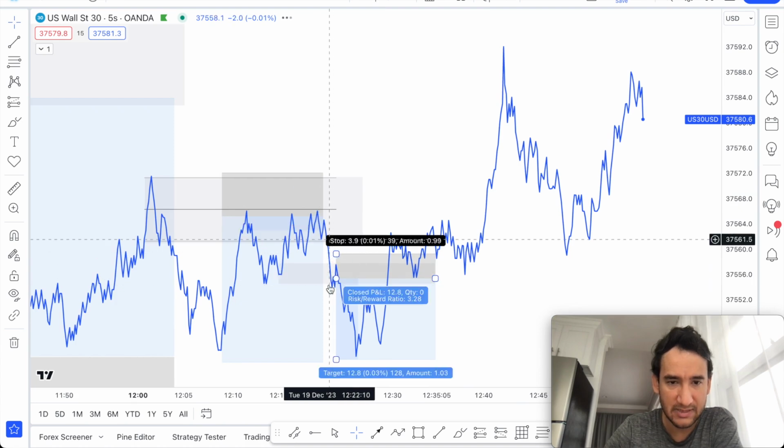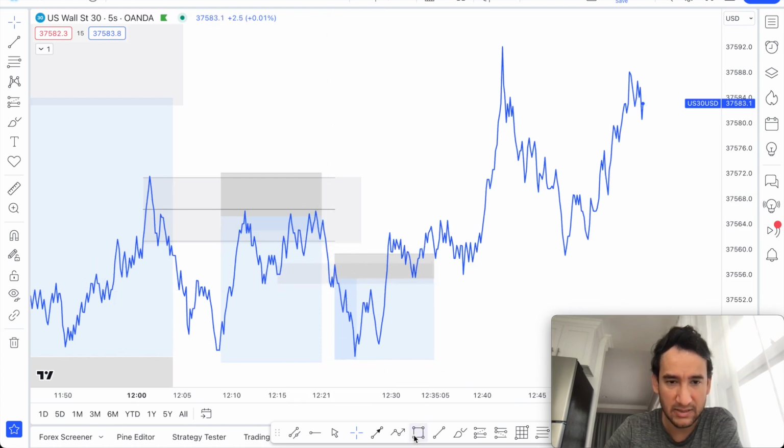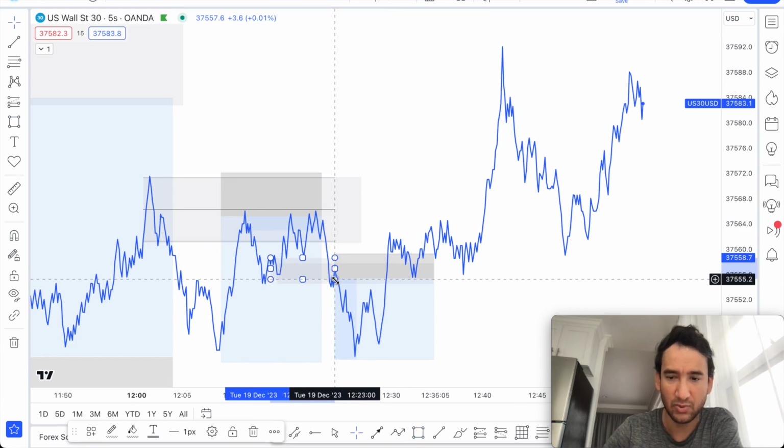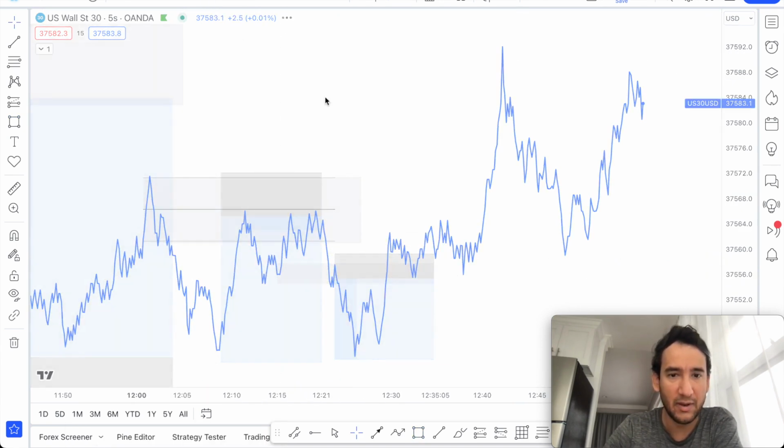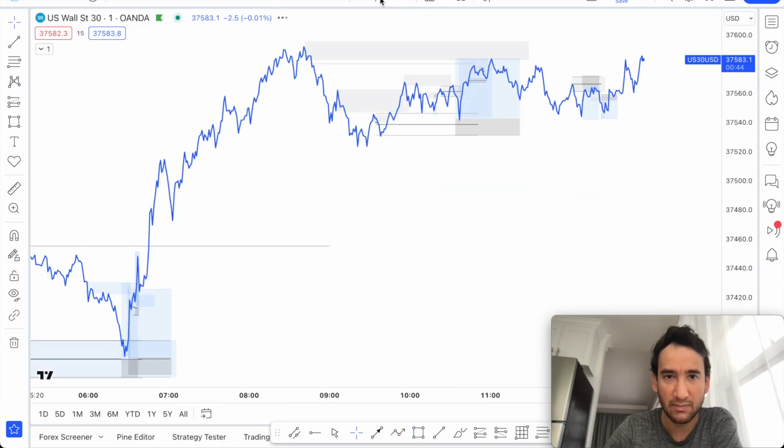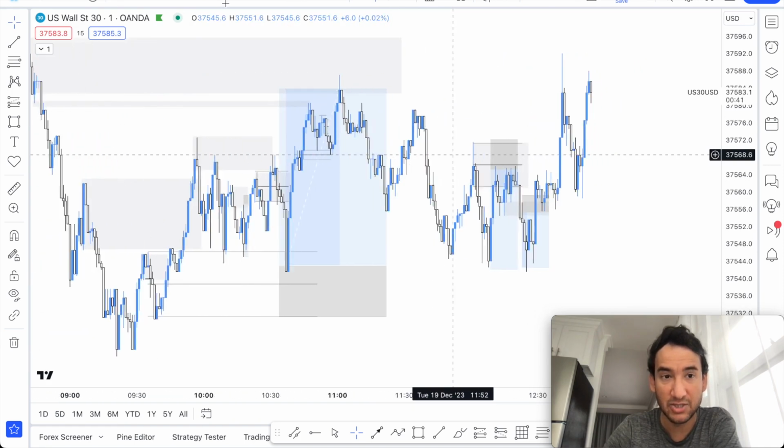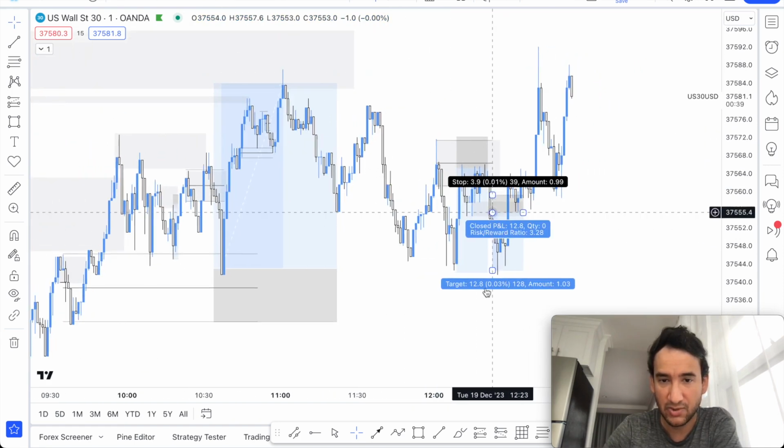Anyway, when price comes in here, this is your imbalance here. This is what's called a breaker block, which we won't talk about in this video, but that's a breaker, and then price took bearish there, and that's what I did. I finished these two trades down here, and that was it.